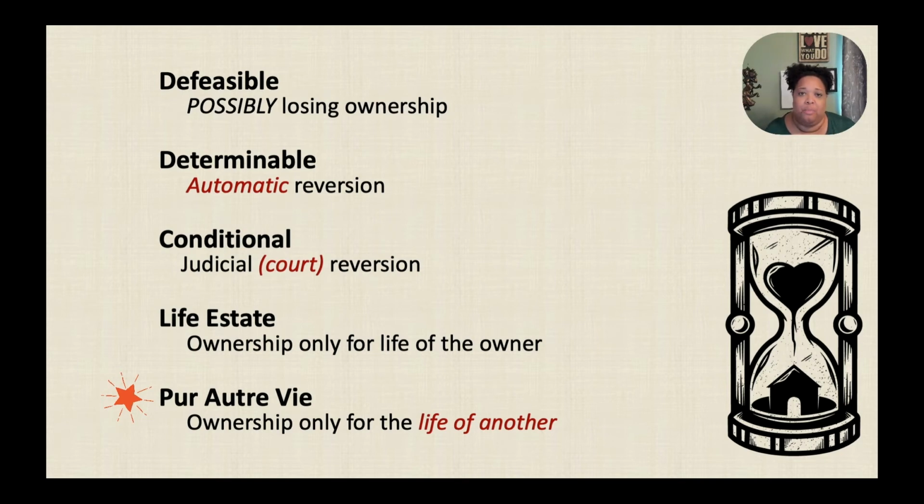And that is what we call pur autre vie. Pur autre vie, for the life of another. That's when you, the new owner, who we call the life tenant, only owns the property as long as somebody else is alive. That somebody else is the measuring life. And if the life tenant, the new owner, and the measuring life are different, that is a pur autre vie life estate. So I think that pretty much sums that up.